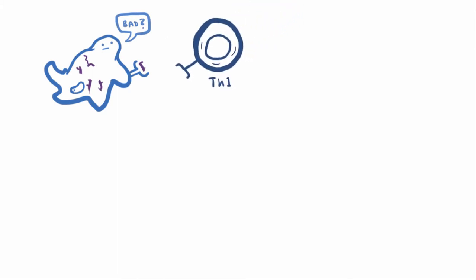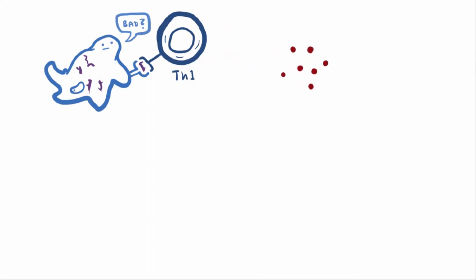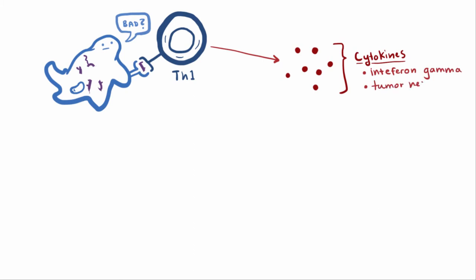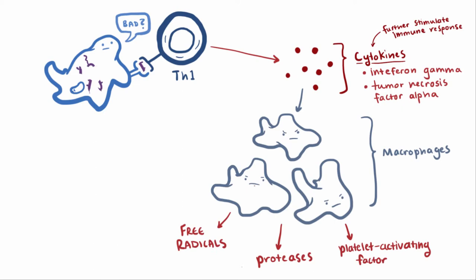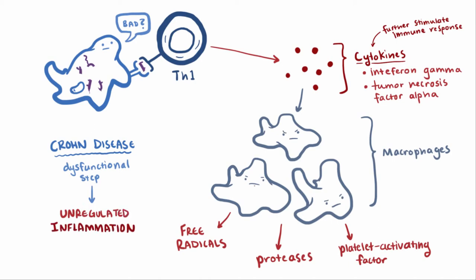At that point, T helper cells, or Th1 cells, swoop in and release cytokines, which are cell signaling molecules, like interferon gamma and tumor necrosis factor alpha, which further stimulate the inflammatory response. The cytokines attract inflammatory cells like macrophages, which start releasing even more inflammatory substances like proteases, platelet activating factor, and free radicals, all which contribute to inflammation. Although not definitively understood, it's thought that for patients with Crohn's disease, one of the steps in this process is dysfunctional and leads to an unregulated and out-of-control inflammatory response.